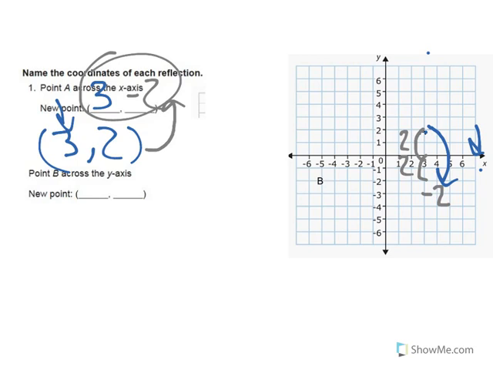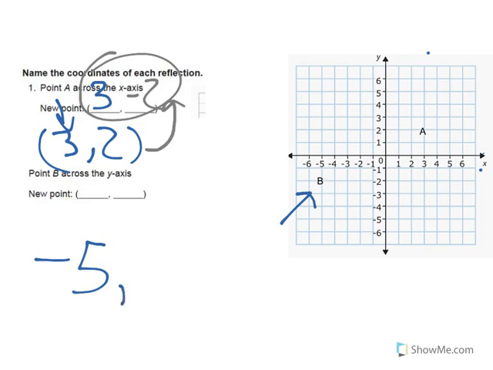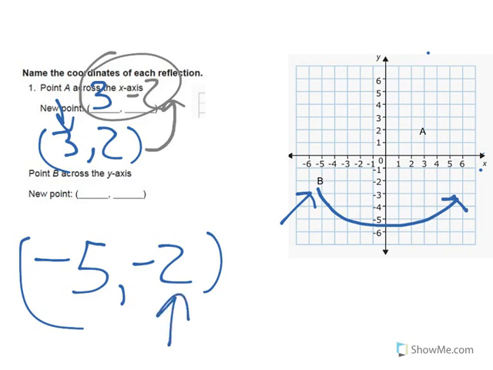Let's look at the next one. Let's plot point B across the y-axis. First of all, I'm going to write what my point is. So let's look at B. B is over 5 to the negative side, and it is down to -2. So there I am. I'm going across the y-axis, so I'm going over this way. That means my y is going to stay the same, because it's on y equals -2 right here. And now only my x is going to change.